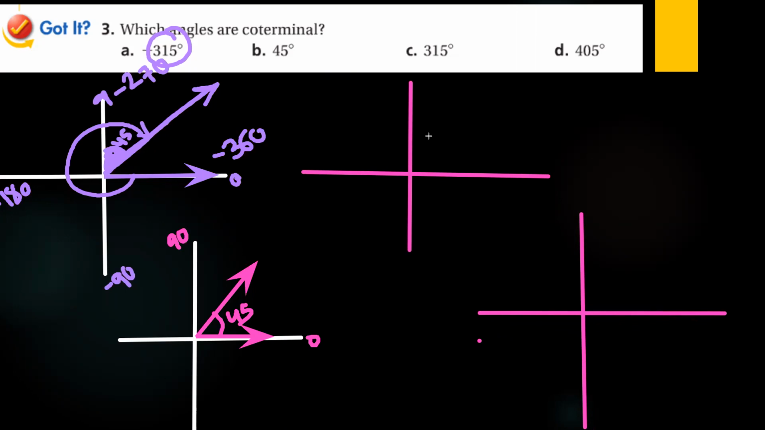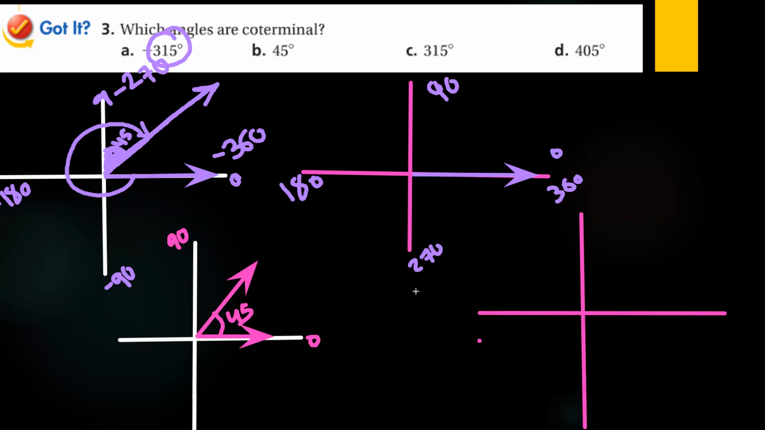Now, let's draw C. See here we have positive 315. Positive 315, that means I have to go now with counterclockwise. So this will be now my initial side. Now, counterclockwise. So this is 0 and 90. This is 180. This is 270. And this is 360. Now, 315, as you know, it is between 270 and 360.